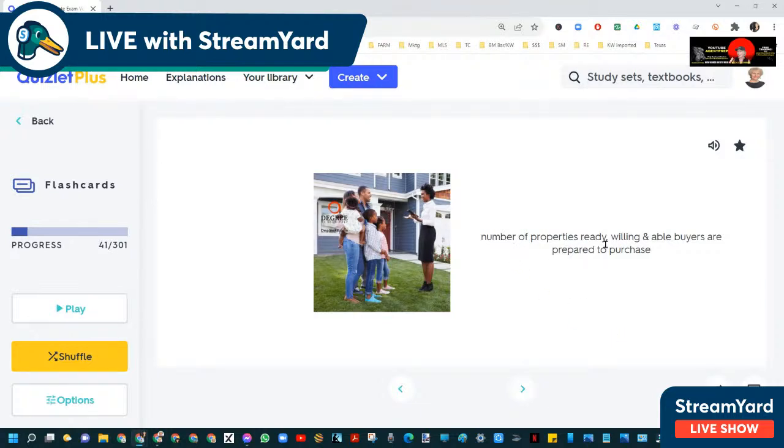Number of properties ready, willing, and able buyers are prepared to purchase. What is the number of properties ready, willing, and able buyers are prepared to purchase?